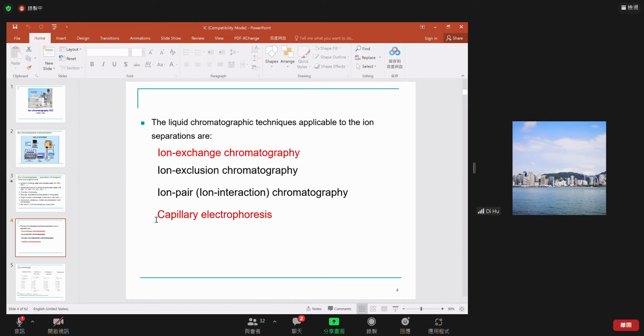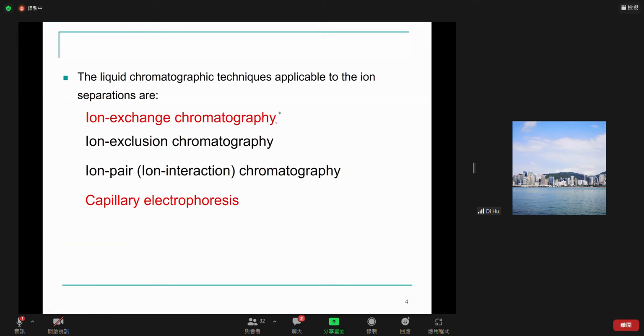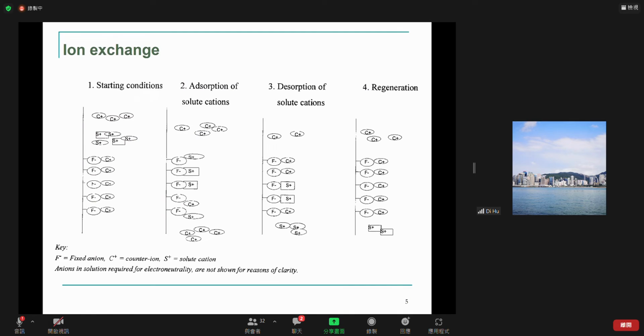But the difference between capillary electrophoresis and ion exchange chromatography is that in ion exchange chromatography you have to use a different column for the anion and cation. We have anion chromatography and cation chromatography. But for capillary electrophoresis, you can analyze the cation and the anion in the same run. And if we add some surfactant into the mobile phase, you can even separate neutral compounds as well. That is something we will talk about later.